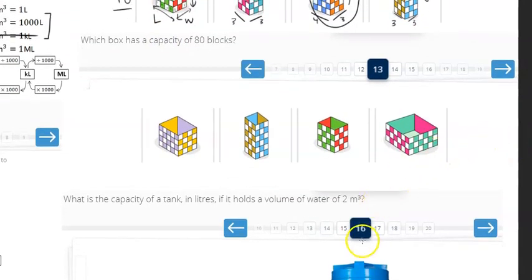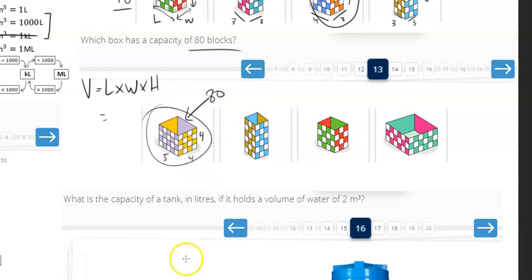Next one, which box has a capacity of 80 blocks? So again, we're just using the volume equals length times width times height again. But this time we want a specific answer of 80. So this is 1, 2, 3, 4, 5 by 1, 2, 3, 4 by 4. This is 5 by 4 by 4. 5 times 4 is 20. 20 times 4, 20, 40, 60, 80. That's the one there, our first one.